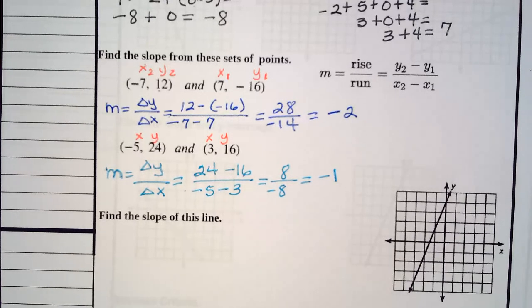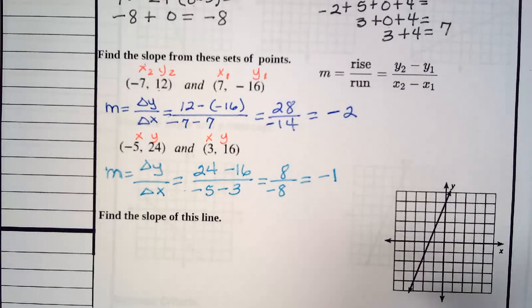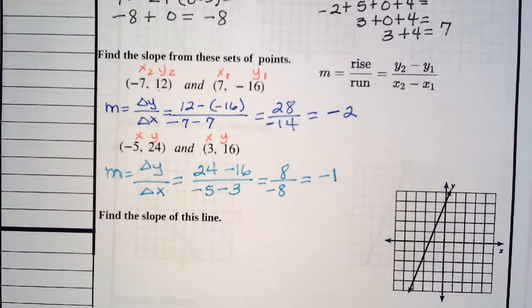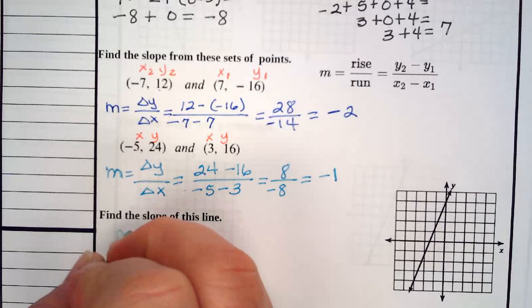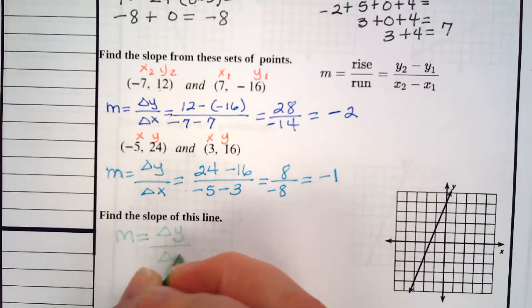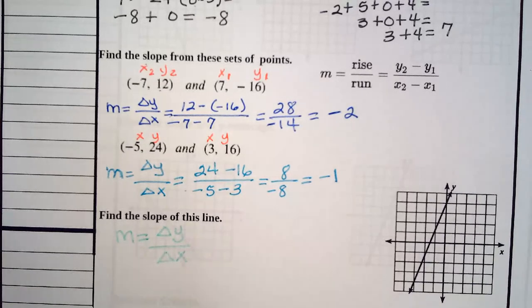Okay, find the slope of this line. How many units does it go up and how many units does it go to the right? We know that this is a positive slope because it starts at the bottom and goes up. So with this, we're going to count. Delta y over delta x. How many am I going up?